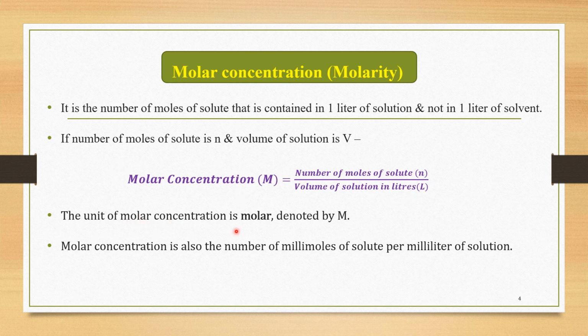The unit of molar concentration is molar, denoted by capital M. Molar concentration is also the number of millimoles of solute per milliliter of a solution. So we can say that this molar concentration we may express in terms of the number of millimoles. We can take the smaller unit of this molarity, that is millimoles, that is nothing but the amount of solute per milliliter of a solution. So this is called the millimoles of a particular solution, that is its molar concentration.